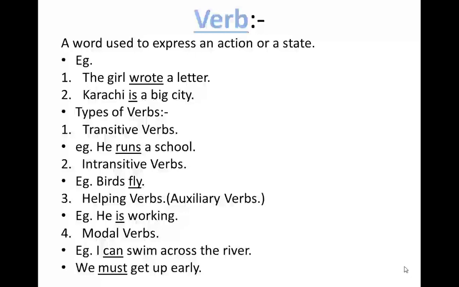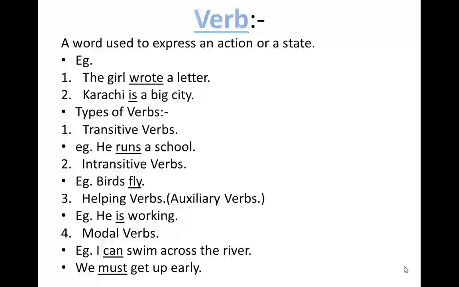So, transitive verbs are the verbs when there is a subject and an object given. For example, he runs a school. So he runs a school. It has a subject, he, and an object, a school. Another thing that you should keep in mind is that transitive sentences can easily be changed from active to passive. Now, do you remember active and passive?